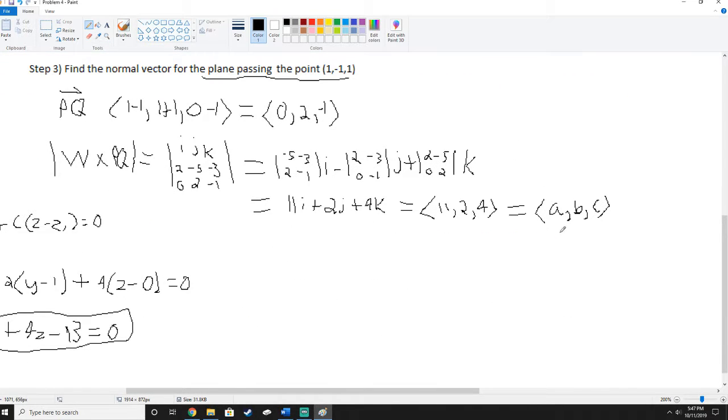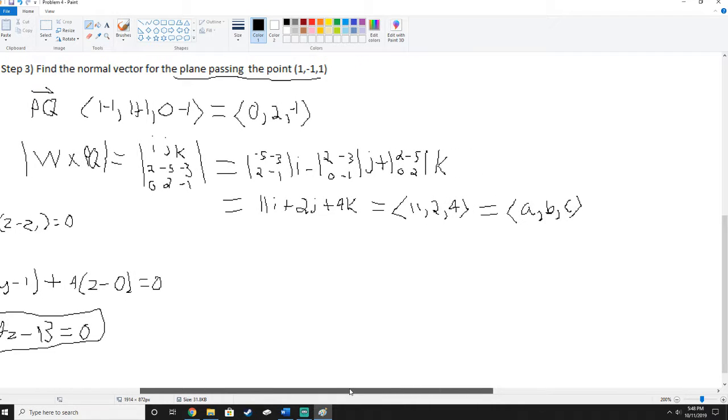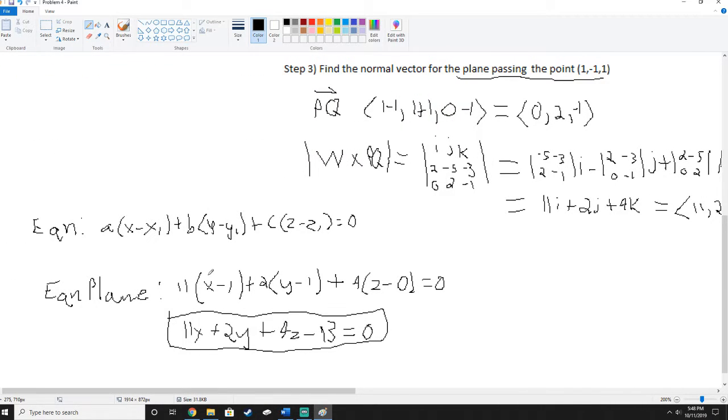So using our newly acquired vector, we're going to then plug our values into the equation of a plane, and we should come out to 11(x - 1) + 2(y - 1) + 4(z - 0) = 0. And by doing some algebraic simplification, we should come out to 11x + 2y + 4z - 13 = 0. And that should be the equation of our plane.